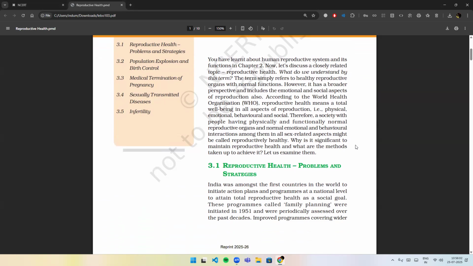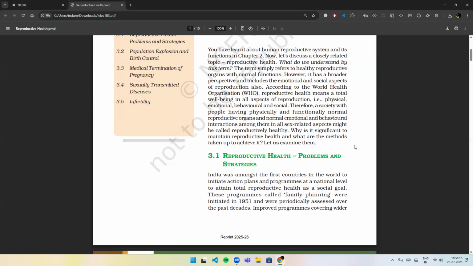What do we understand by this term? The term simply refers to healthy reproductive organs with normal functions. However, it has a broader perspective and includes the emotional and social aspects of reproduction also. According to the World Health Organization, reproductive health means a total well being in all aspects of reproduction, that is, physical, emotional, behavioral, and social.